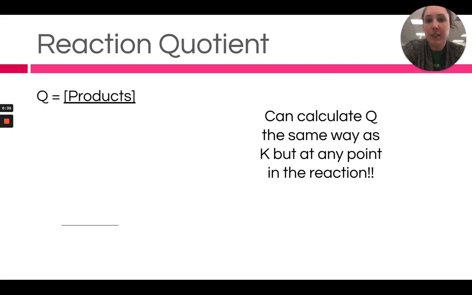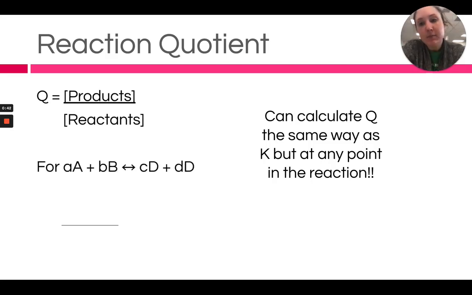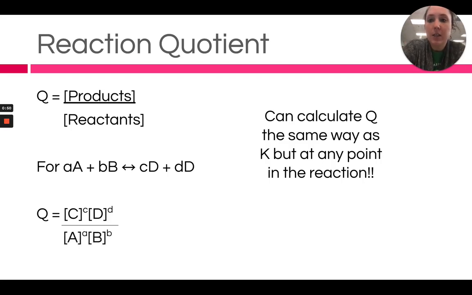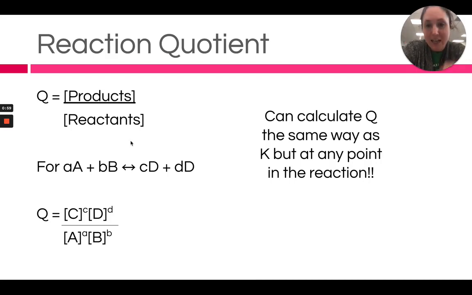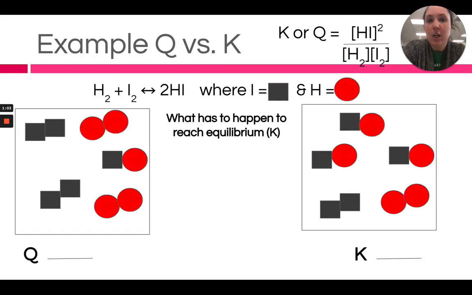So Q can still be found by taking products divided by reactants, or for our more detailed reaction, it's the same thing. Concentrations of products raised to their coefficients over reactants raised to their coefficients. The only difference is that these can be at any point in the reaction, whereas when you're calculating K, it is only at equilibrium. So here's an example I want us to take a look at.